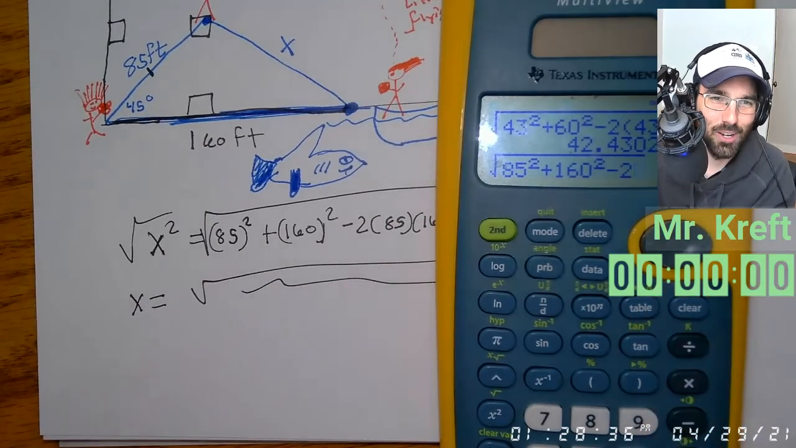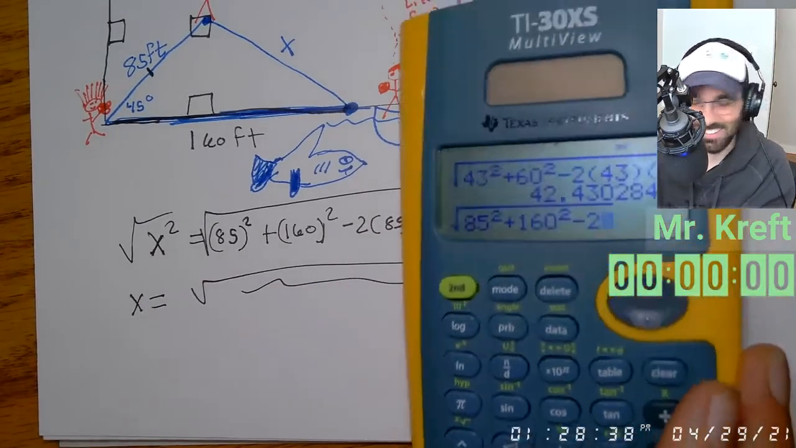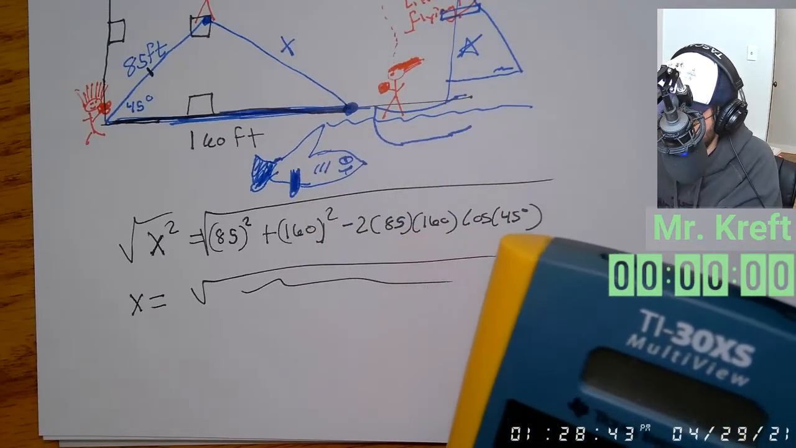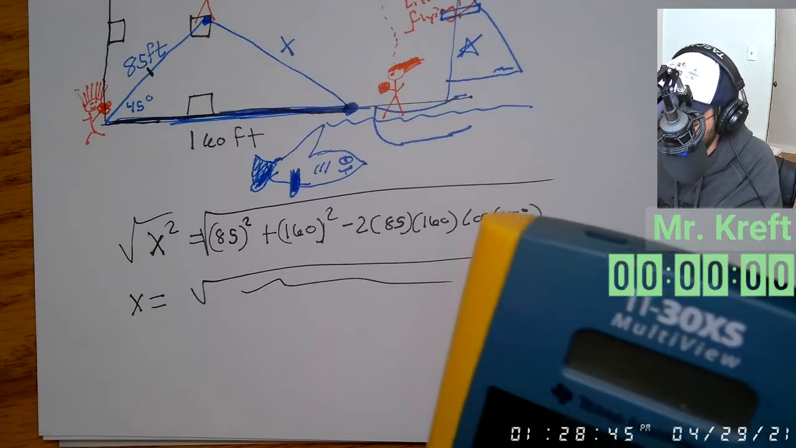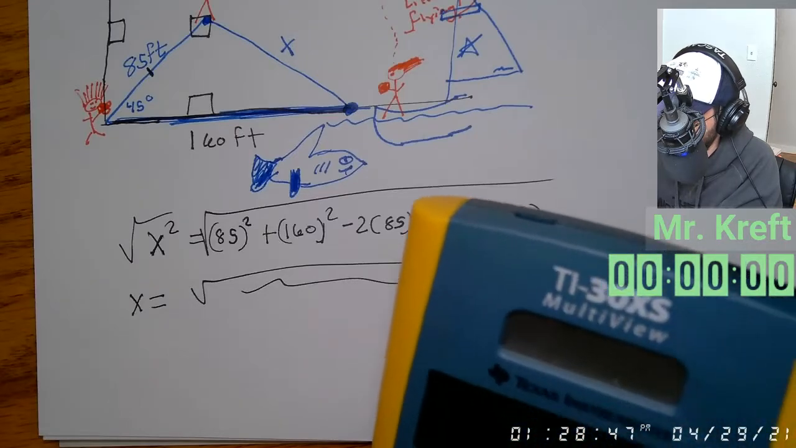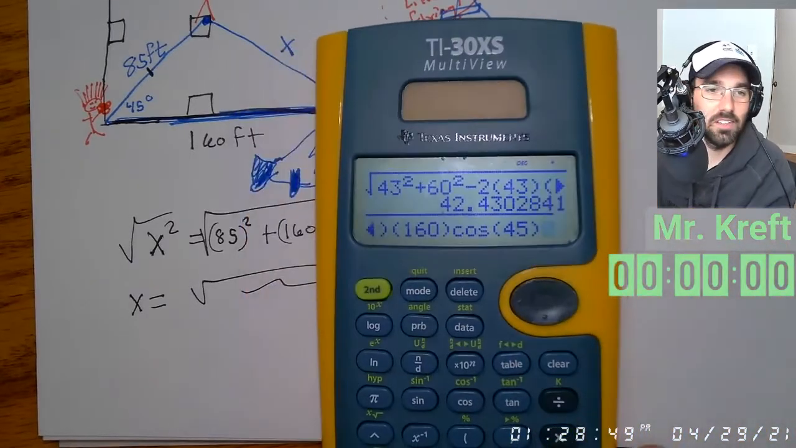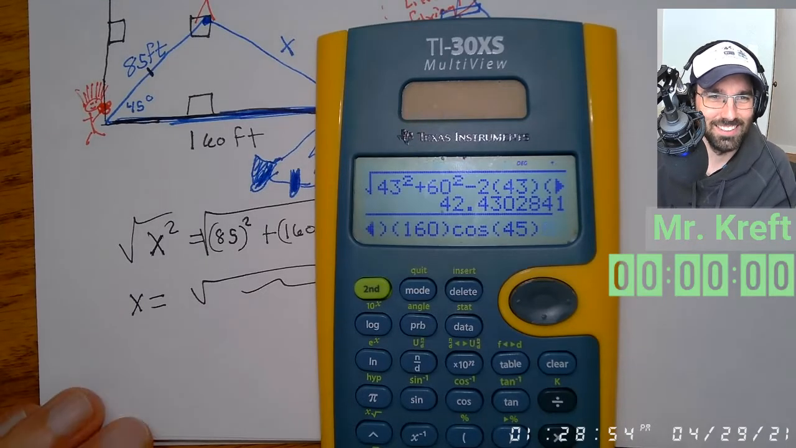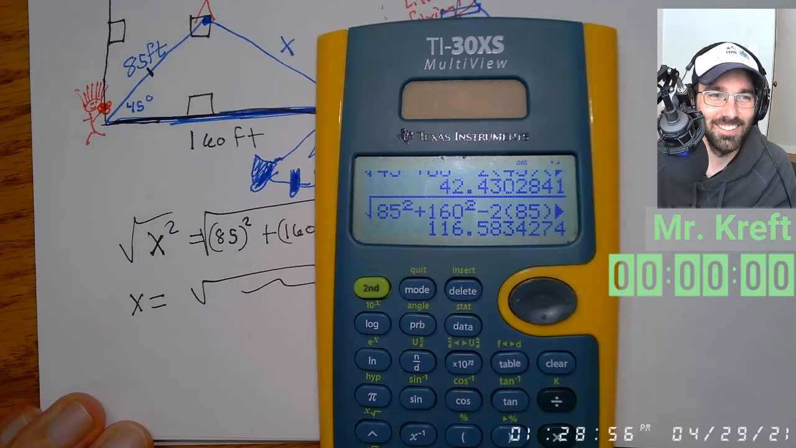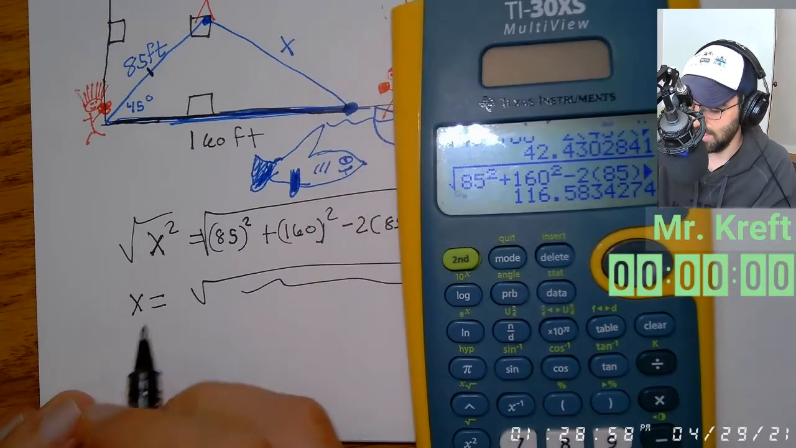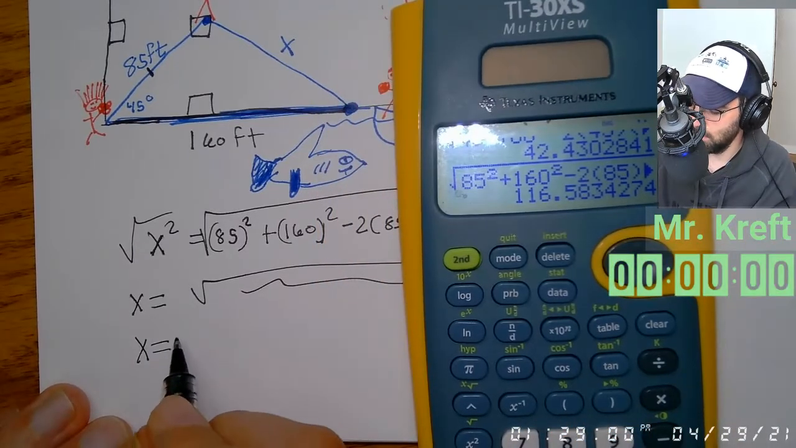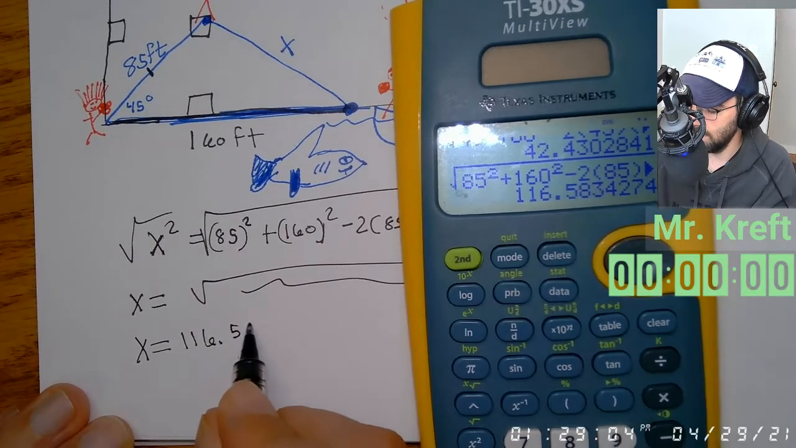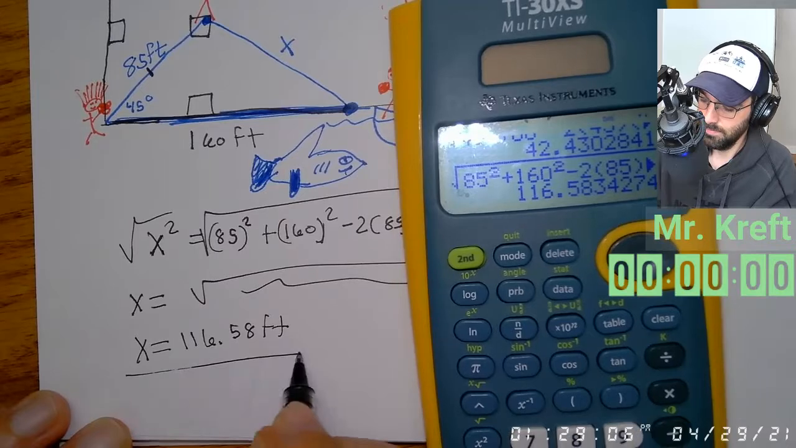Oh, you know what I didn't say? Onward, stallion! Thank you. Okay, I got it. And then 85, and then 160, and then cosine of 45. Okay, so I got that all in there. And now my stallion will compute it for me. Oh, yeah. So looks like my outfielder needs to be able to throw consistently 116.58 feet.